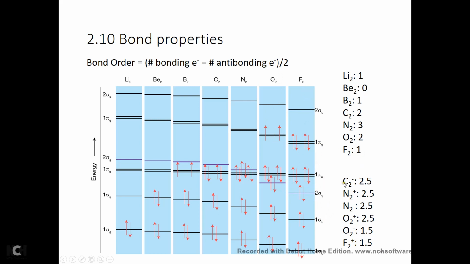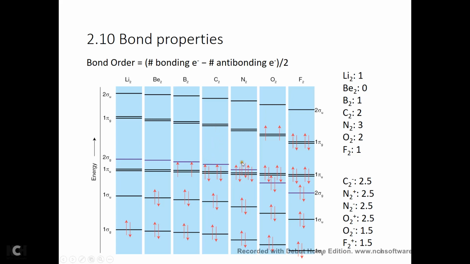Now, I'm going to ask you a few more questions. What about the bond order of carbon 2 minus, nitrogen 2 plus, nitrogen 2 minus, oxygen 2 plus? If your answer is 2.5 to all 4 questions, you are correct. Carbon 2 minus, you just put 1 more electron here. Oh, I'm sorry, you put 1 electron here. You have 5 bonding electrons. That's carbon 2 minus. You have 5 bonding electrons in total, 0 antibonding electrons.